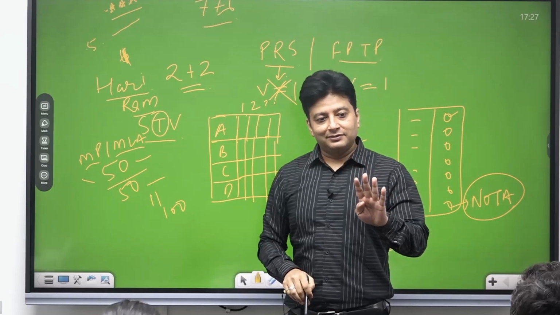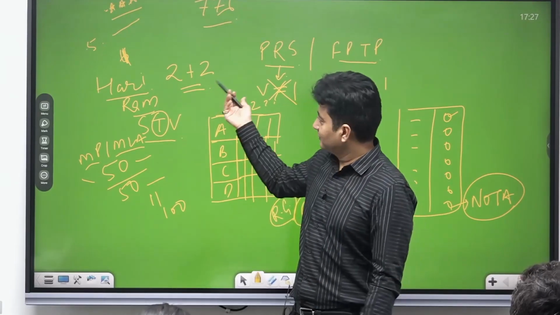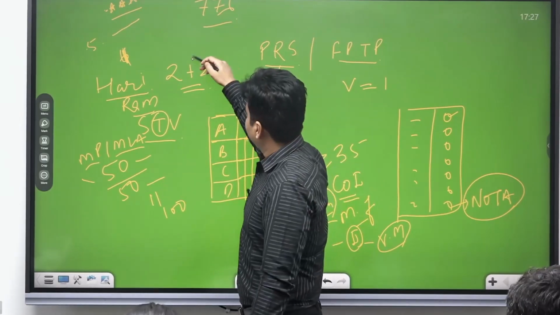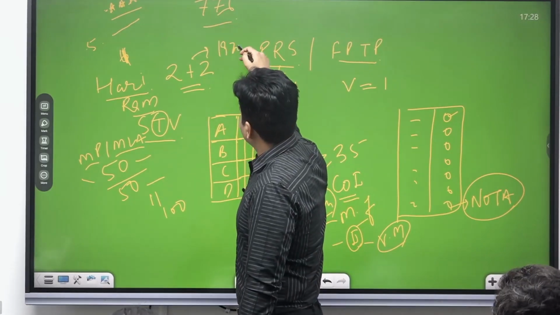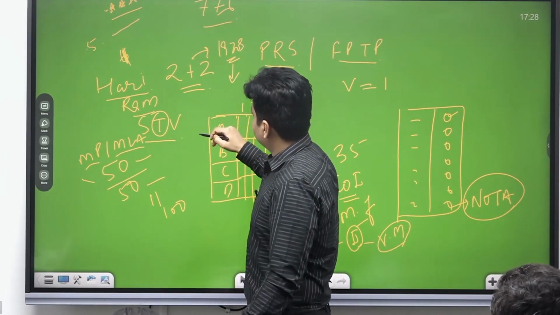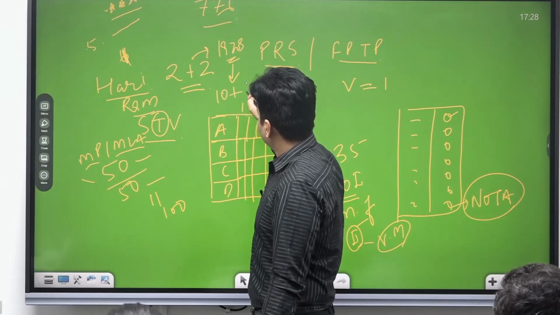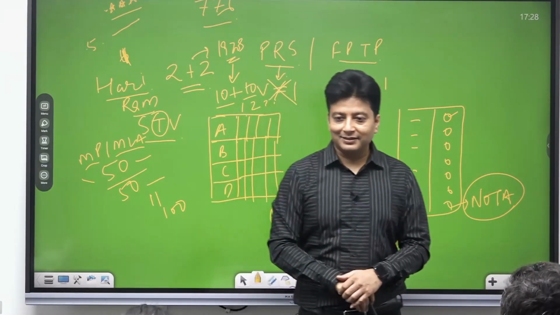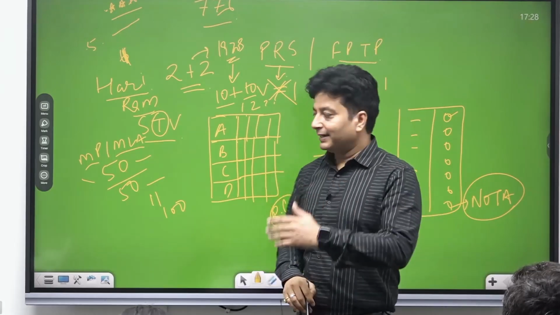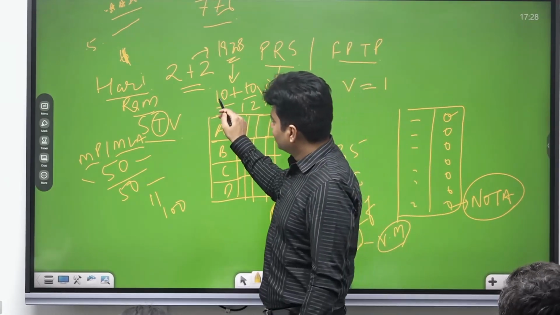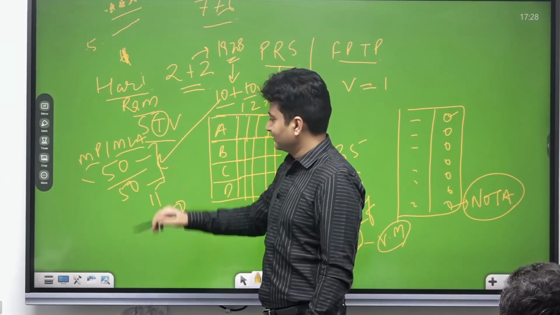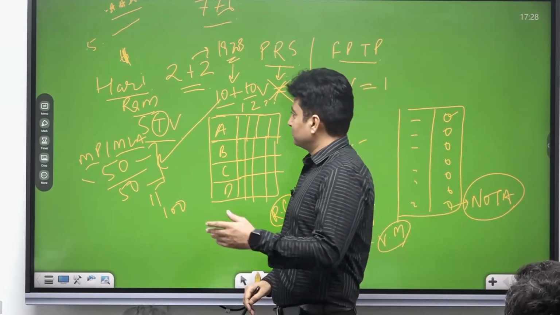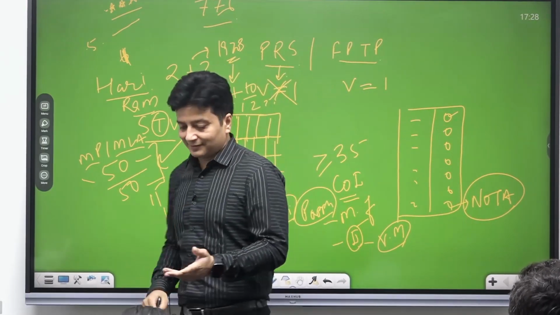Initially, four times they lost the election, with 2 plus 2. Then finally in the 1970s, it was increased to 10 plus 10. And then in 1997 this was done, right? So there are stories behind this.